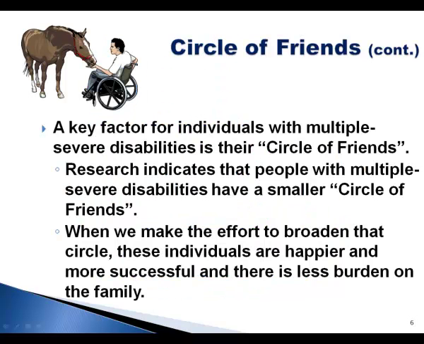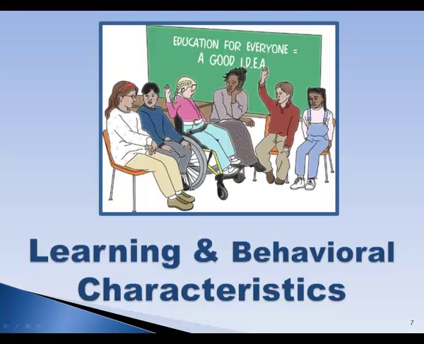A key factor for individuals with multiple and severe disabilities is their circle of friends. Research indicates that people with multiple and severe disabilities have a smaller circle of friends. When we make the effort to broaden that circle, these individuals are happier and more successful, and there is less burden on the family. When it comes to learning and behavioral characteristics, the first thing we have to remember is don't overgeneralize about these students.